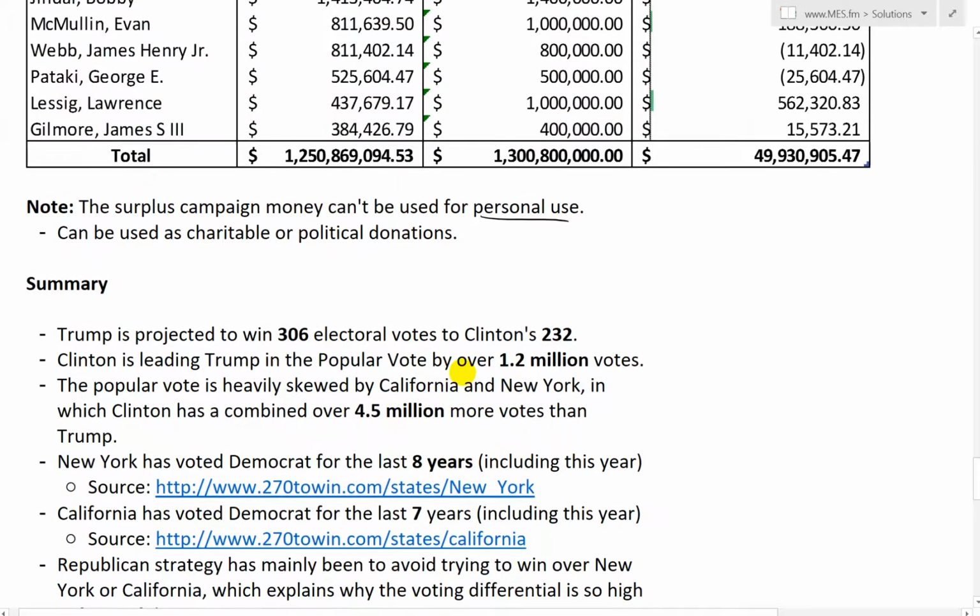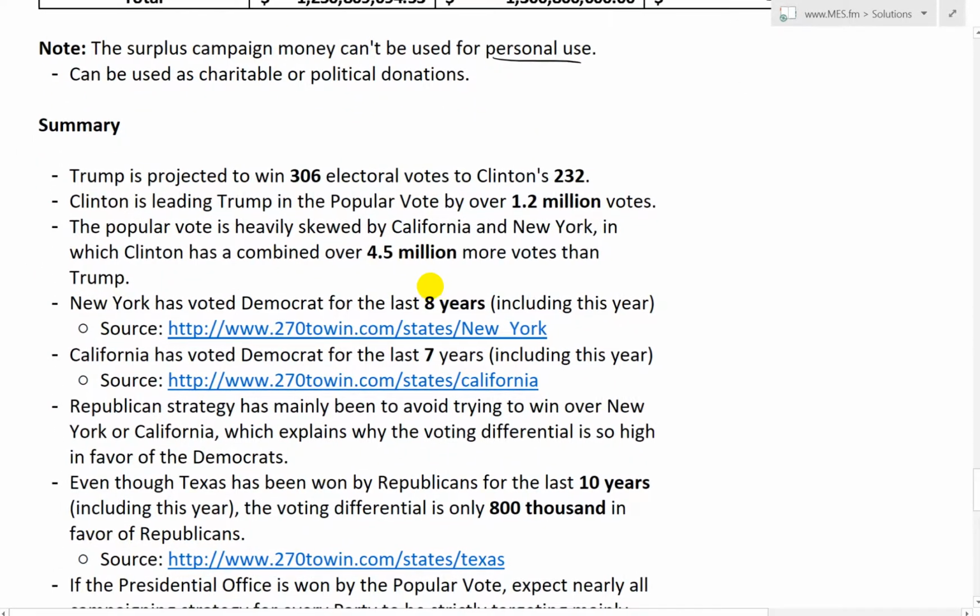Now I just want to go over a summary. Trump is projected to win 306 electoral votes to Clinton's 232. Clinton is leading Trump in the popular vote by over 1.2 million votes. Again, this is as of Wednesday, November 16th.